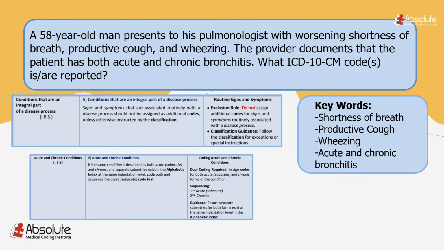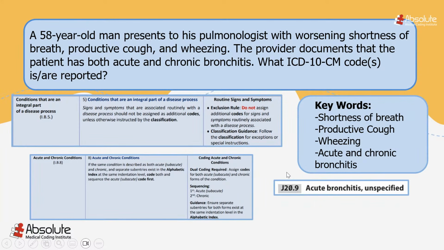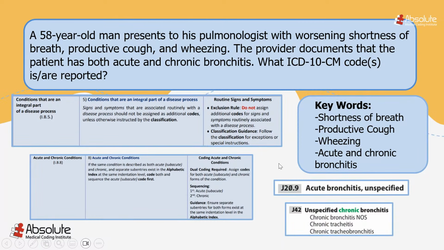And again, if you look at the I.B.8 guideline, it specifically references how you should code them. So you see, first we are coding our acute or subacute. So that is going to be our first code. Our first code is going to be J20.9, which is going to be that acute bronchitis, unspecified. And then for our second, we look right here to our sequencing guide, and it says to code for our chronic bronchitis. And so that is going to lead us to our second code, which is going to be J42.